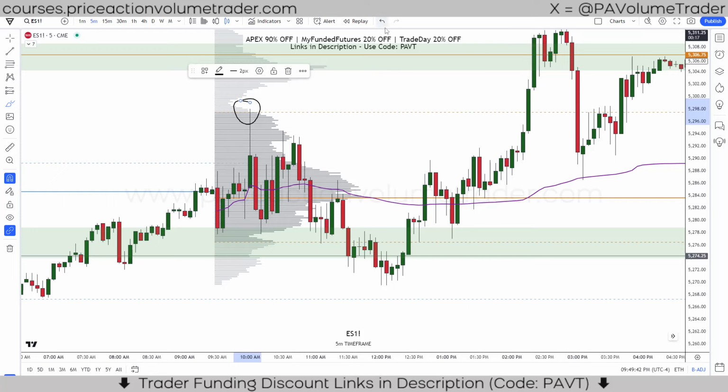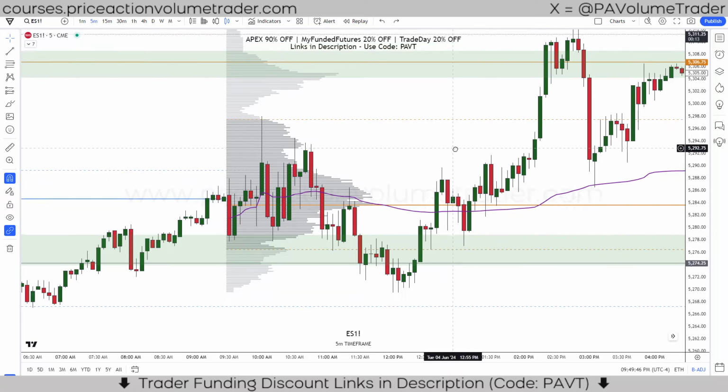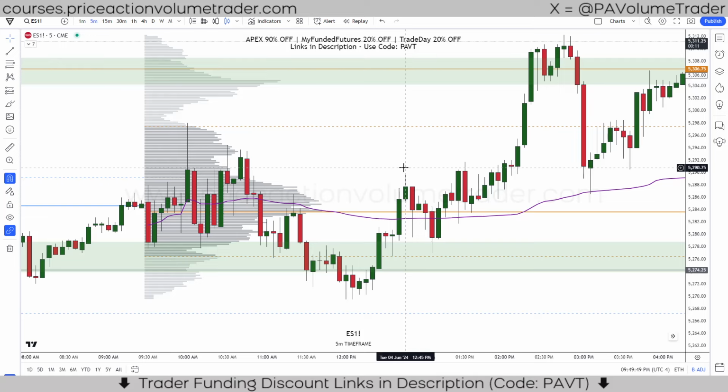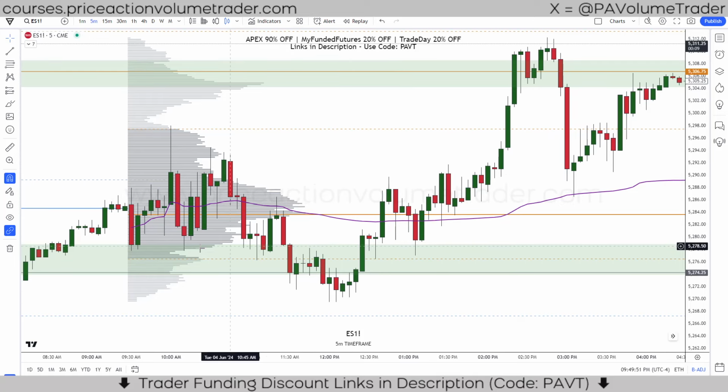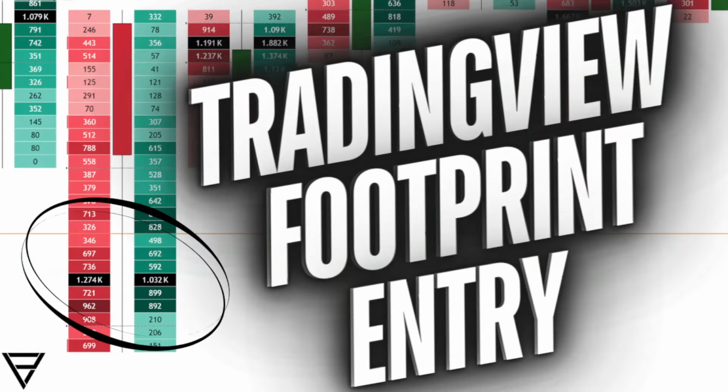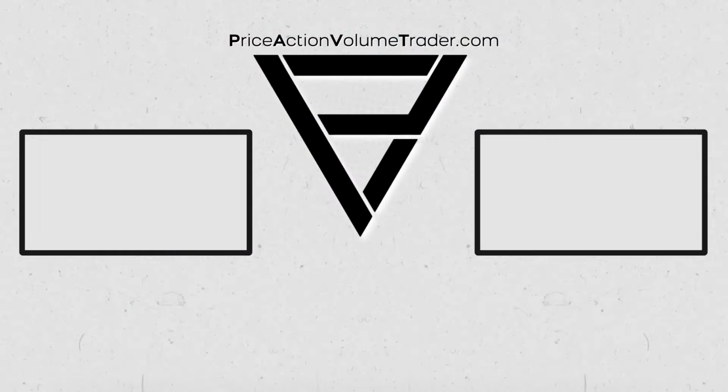Okay, but that's pretty much in a nutshell one of the ways that I use the footprint chart as a confluence in order to get into a trade, using order flow to help me guide my bias and let me get more precise entries and let me also manage my risk better.